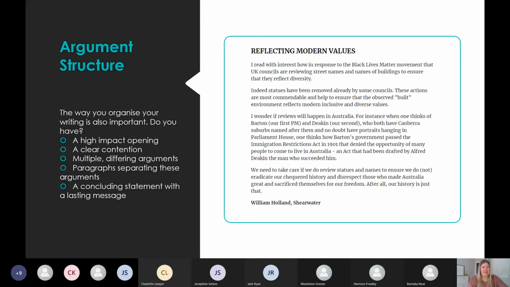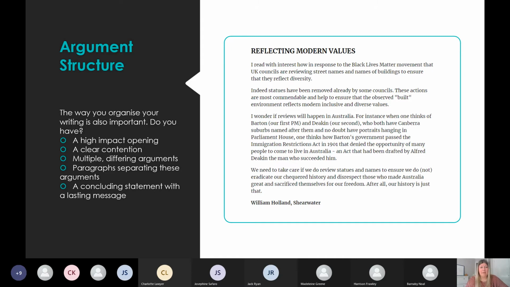You must also have a very clear contention. There is nothing wrong about stating a simple, clearly worded contention in your introduction. In fact, it's more helpful for your audience and your assessors if you do so.